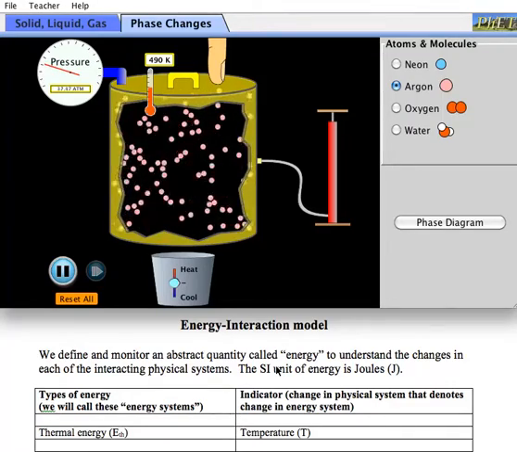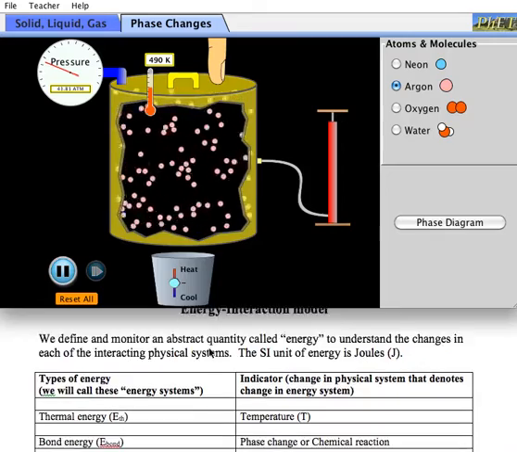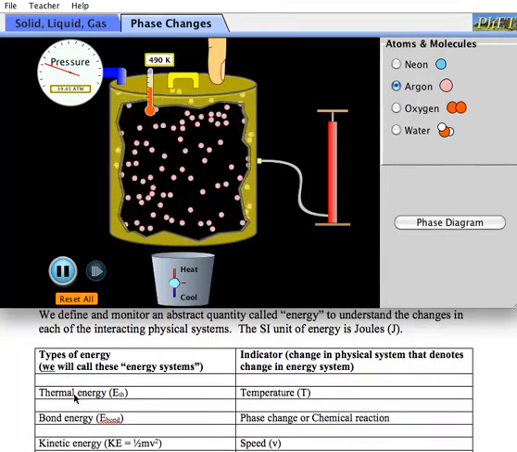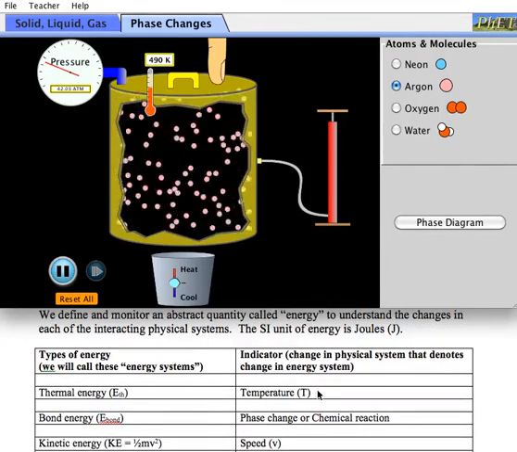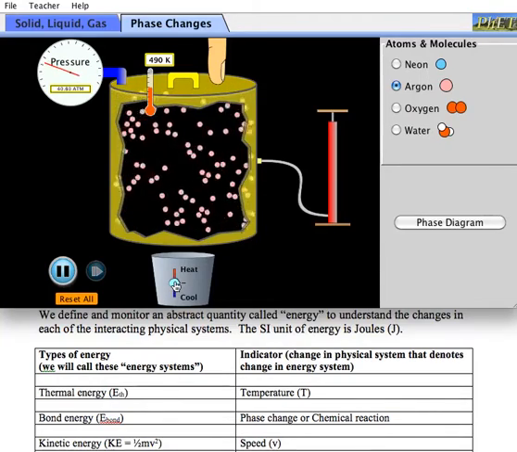Our model is going to include all sorts of different kinds of energy, so I thought I would just mention them here. We'll talk about thermal energy. Thermal energy is what changes when the temperature changes. So when I added heat, now I'm going to take heat out.